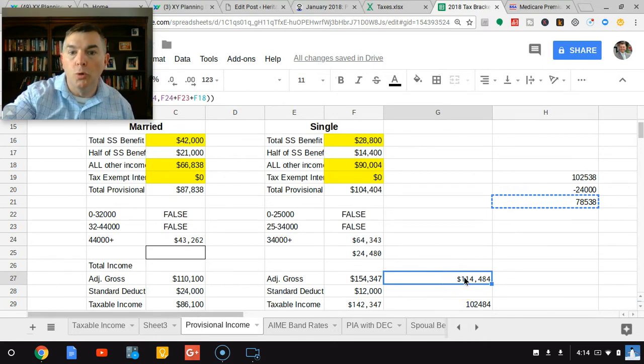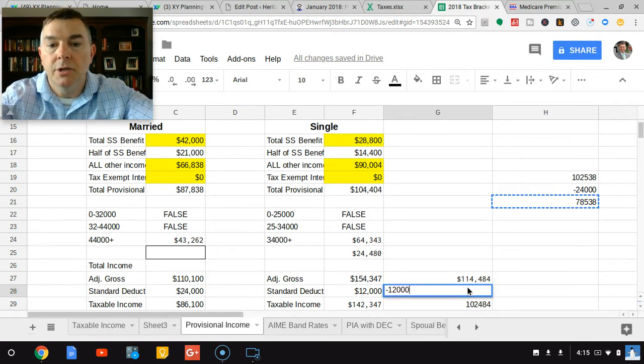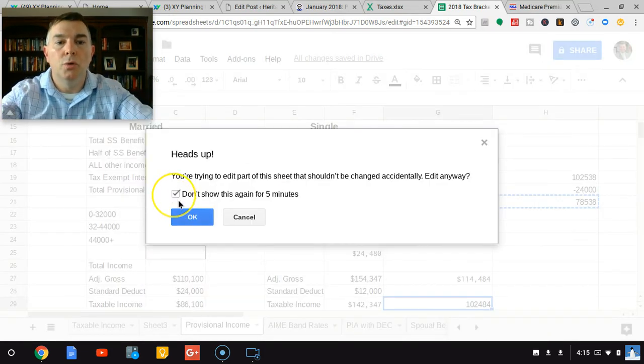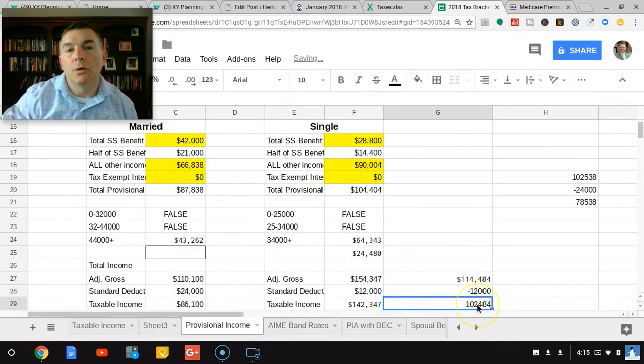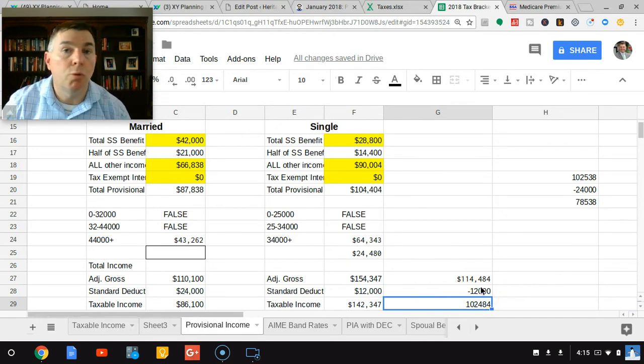$114,484 is her total adjusted gross income. We subtract $12,000 because she has one standard deduction, and that gives us taxable income of $102,484. Now, she only has one standard deduction, which means $12,000 is more subject to income tax because Bob is dead. So not only does she have significant RMDs, but she lost almost $13,000, $14,000 of Social Security, and she also has another $12,000 of taxable income because Bob no longer is alive, thus his standard deduction is gone. So now her taxable income is $102,484.